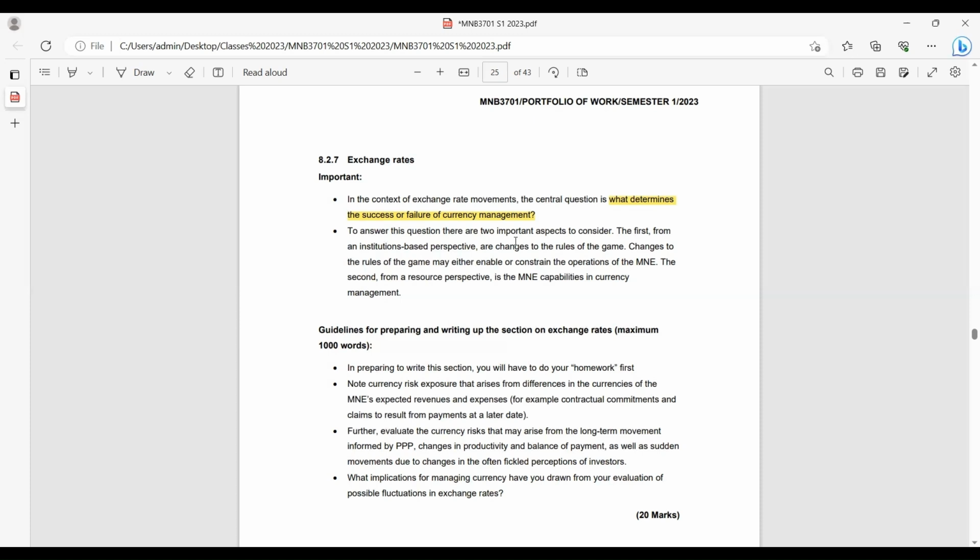When we are talking about management terms, we use success or failure, or sometimes for success, we can use the words competitive advantage or sustainable competitive advantage. Then when we talk about failure, it will be mostly failure or competitive disadvantage of currency management, meaning management of currency. What is currency? We are talking about those foreign currencies, right?